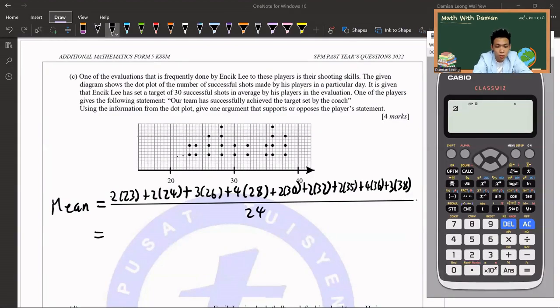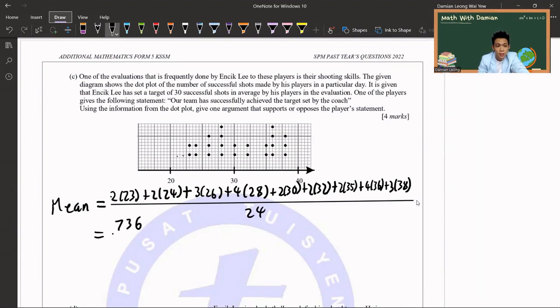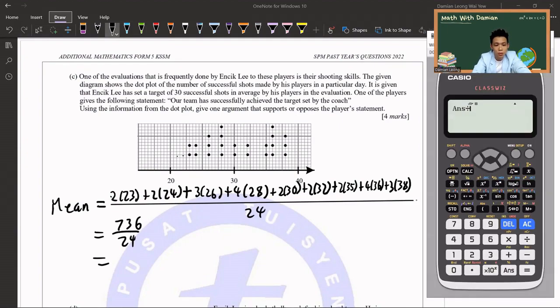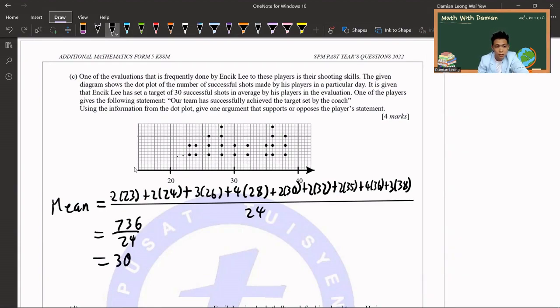So I calculate this. 2 times 23 plus 2 times 24 plus 3 times 26 plus 4 times 28 plus 2 times 30 plus 2 times 32 plus 2 times 35 plus 4 times 36 plus 3 times 38. 736 divided by 24. And I get 30.67, which is more than 30.